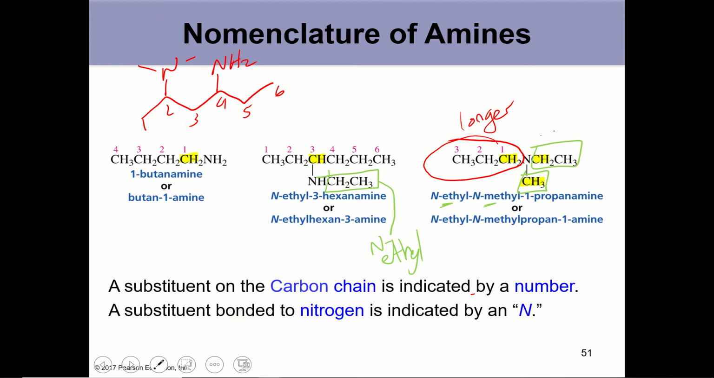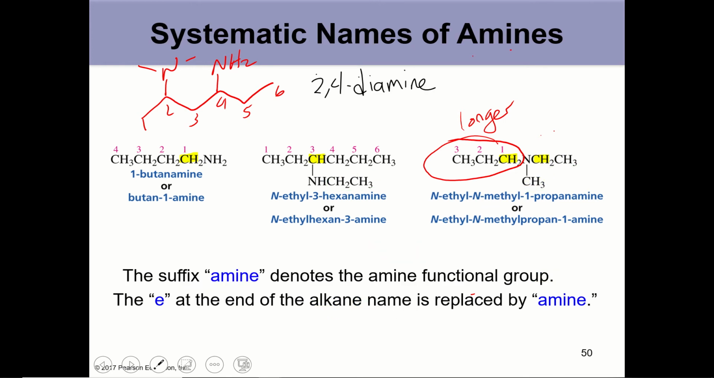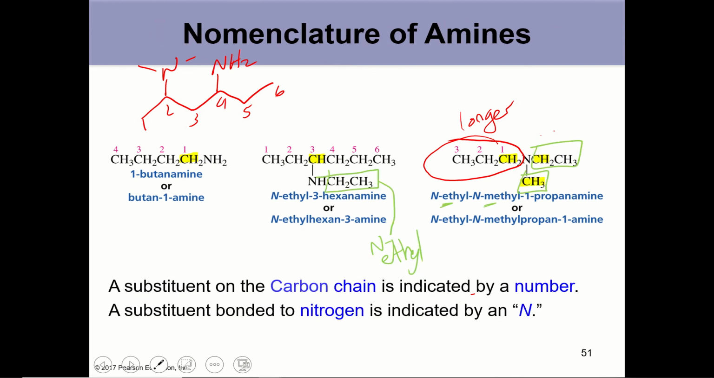Continuing with naming, one other note: if we have 2 nitrogens in one molecule, as in the example I've drawn at the top, then the longest chain that is bonded to the 2 nitrogens is the main chain. So this is a hexanamine. But because there are 2 nitrogens bonded to this 6 carbon chain, it's a diamine. So this would be hexane-2,4-diamine.